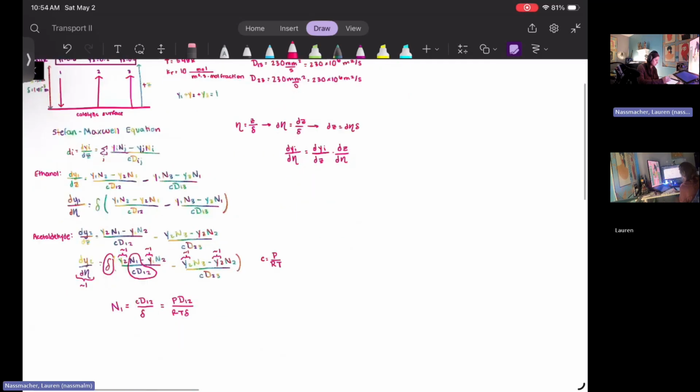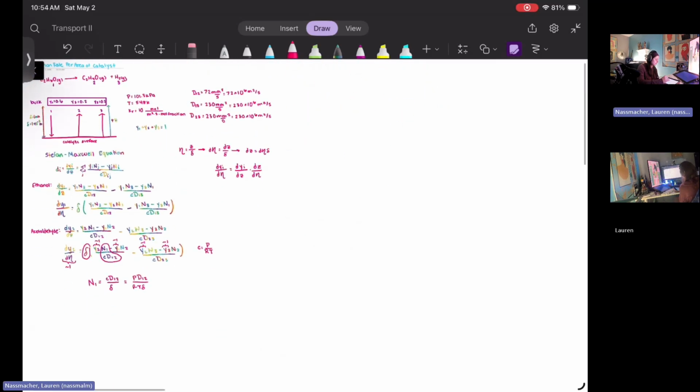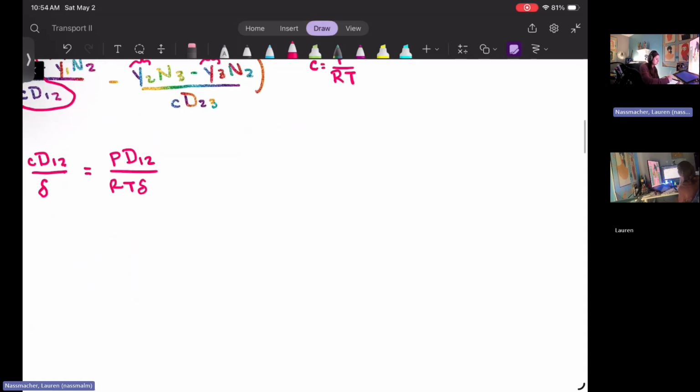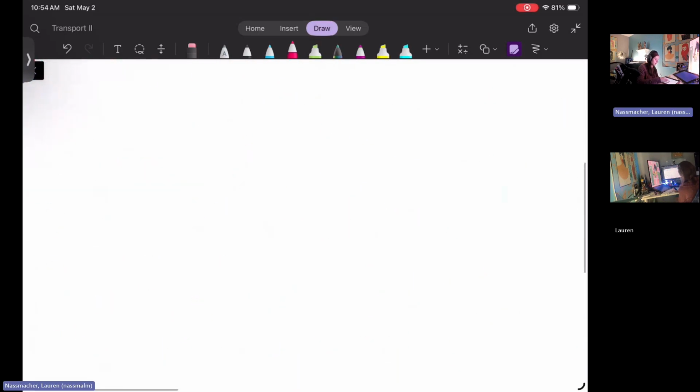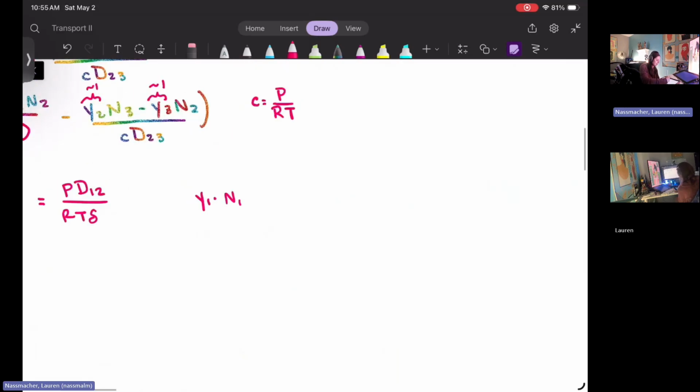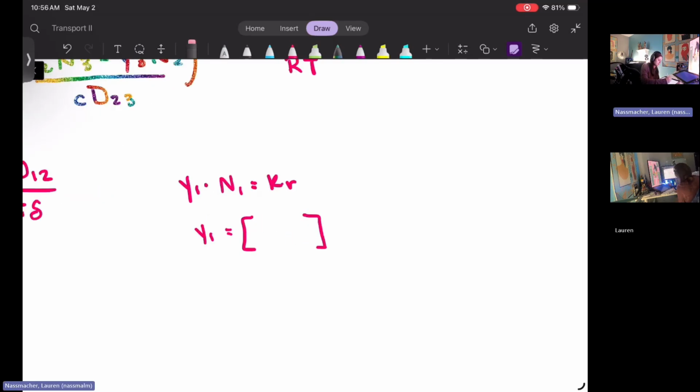We're also looking at the reaction rate, and that is the relationship between our mole fraction and our molar flux. So the reaction rate has to involve the initial starting material, right? So we have our mole fraction of 1 multiplied by our molar flux of 1, and that's going to be equal to our reaction rate. So our mole fraction is equal to our reaction rate divided by our molar flux. I'm sorry, this is actually going to be your molar flux divided by your reaction rate.